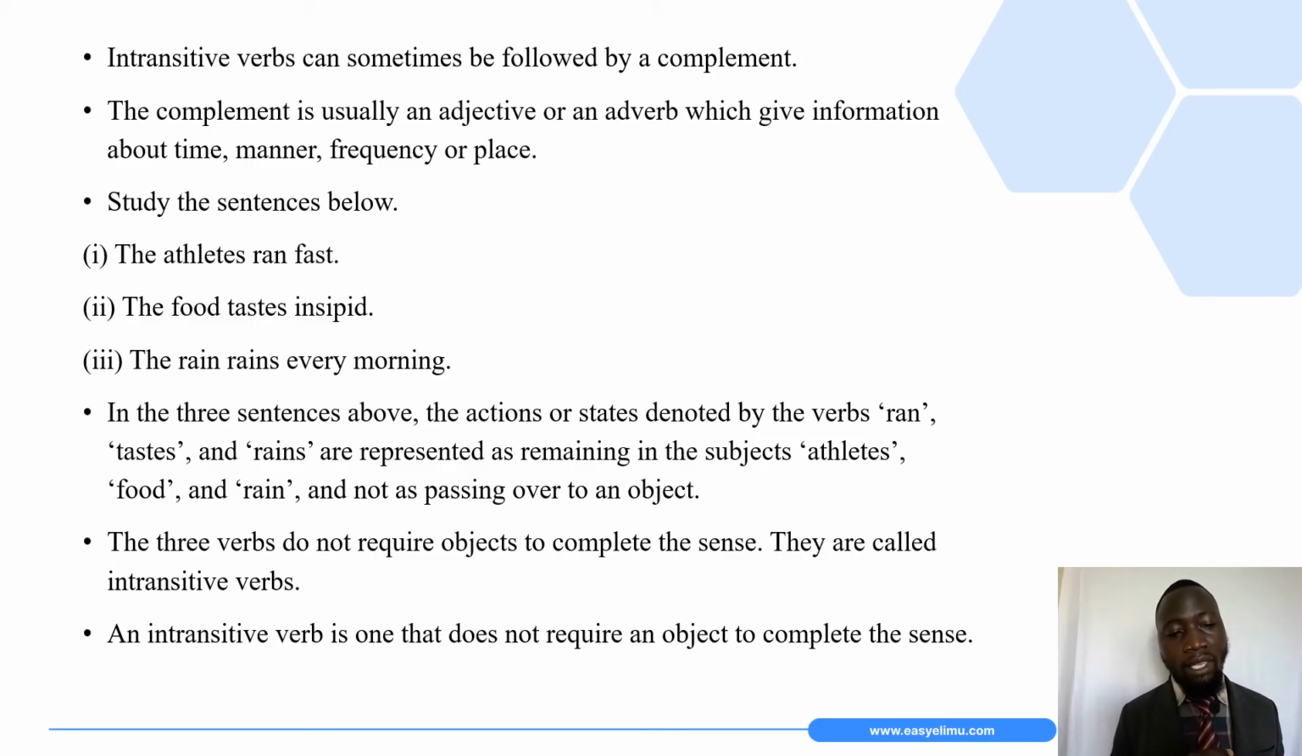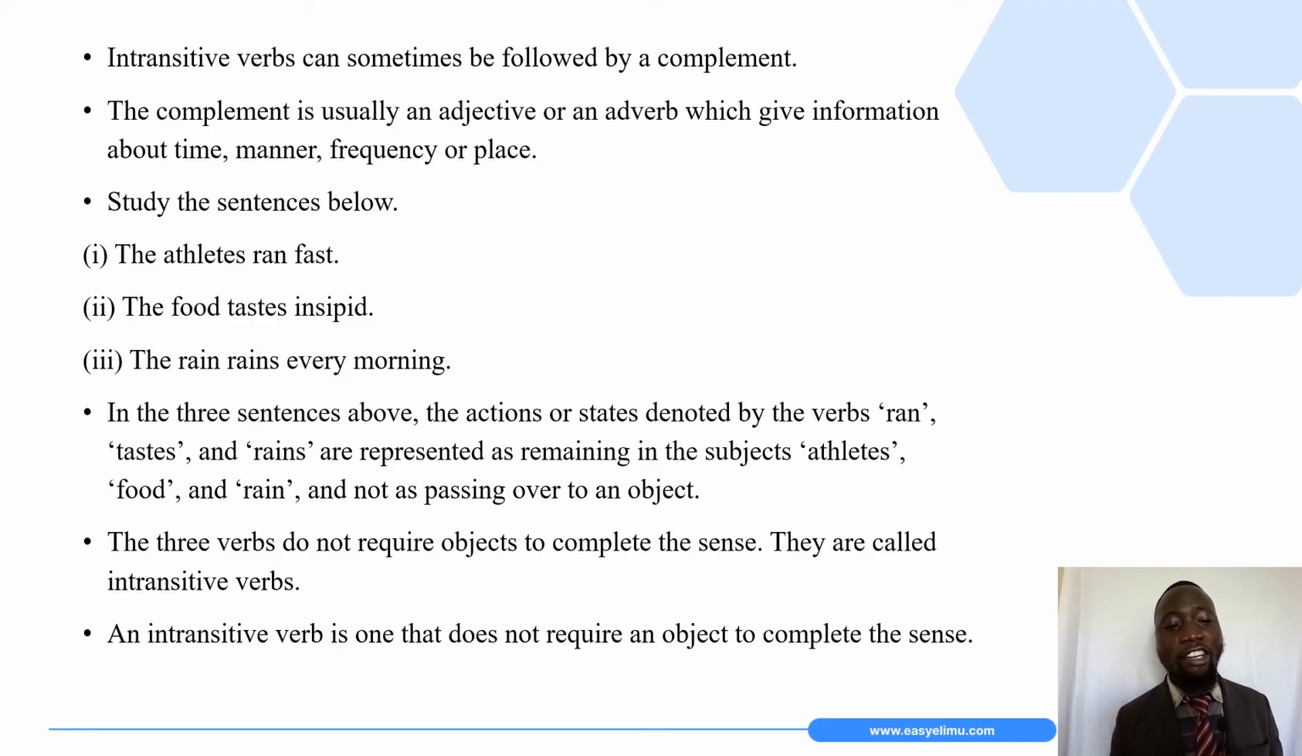So another thing that is also important to note, dear students, is that intransitive verbs can sometimes be followed by a complement. So the complement is usually an adjective or an adverb, which give information about time, manner, frequency, or place. So if you look at the sentences that we have below, there is the athletes ran fast. The second sentence, the food tastes insipid. Then lastly, the rain rains every morning.